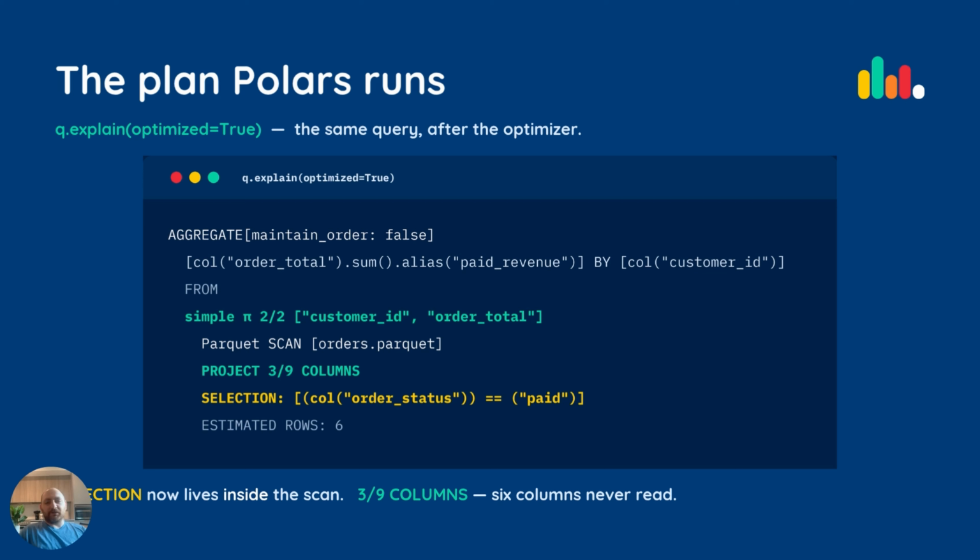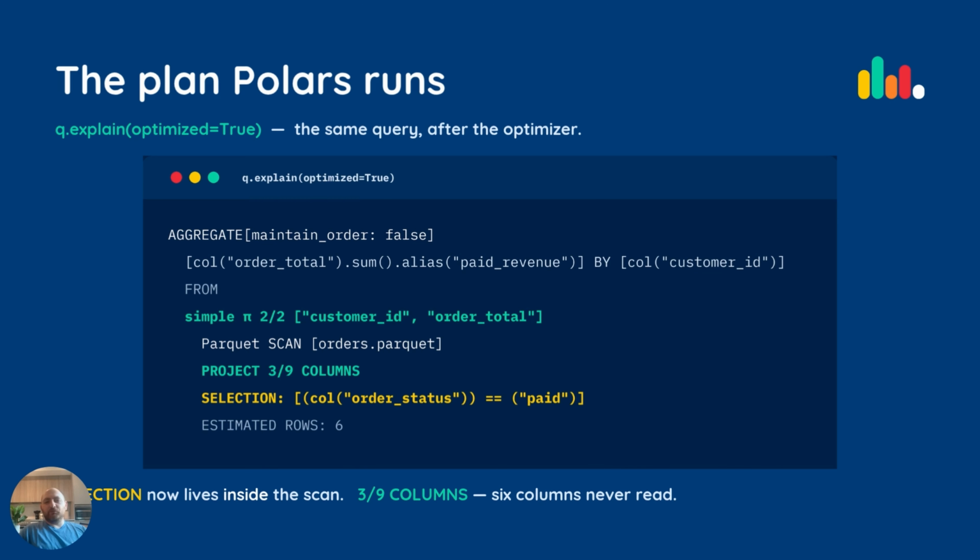And 2 things have changed. First, look at the scan. The filter is no longer a separate step. It's now a selection living inside scan itself. That's predicate pushdown. Second, project no longer says */9. It says 3/9 columns. Polars figured out it only needs 3 of the 9, and pushed that selection down to the read. That's projection pushdown. 6 columns are never read at all. That's the difference between the query you wrote and the query Polars actually runs.